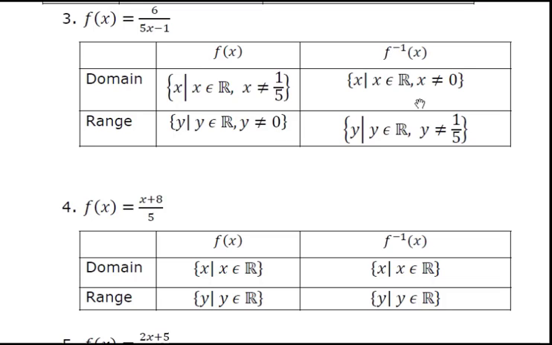The domain of f inverse of x comes from the range of f of x. So the domain is the set of all x's such that x is an element of the real numbers except 0. For the range of f inverse of x, we have the set of all y's such that y is any real number except 1/5, coming from the domain of the original function.